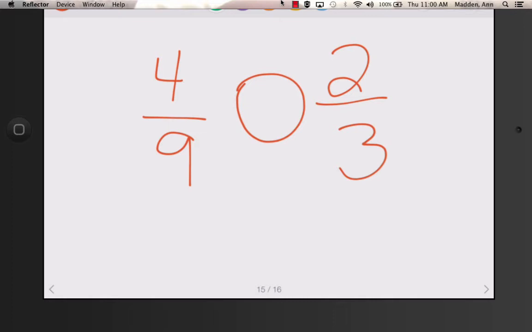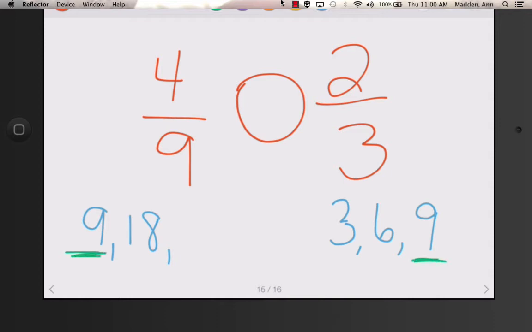4/9 and 2/3. I need to find a common denominator. I could count it by 9s, and I could count it by 3s. I can eventually find one, which is 9. I could have also simply done what? 9 times 3, because if I keep counting, I would have gotten up to 27, and if I'd keep counting here, I would have gotten up to 27. But they also have 9s in common, so either one would work.